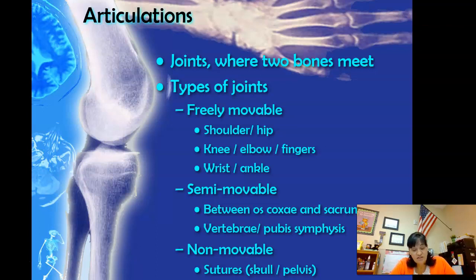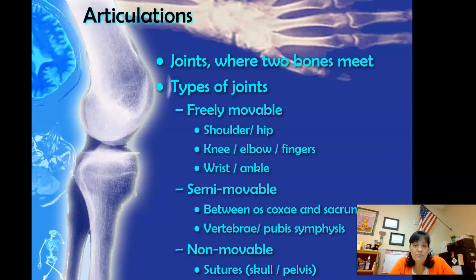Types of locations of joints. So there are 3 main types of joints, and it only has 2 listed, 1, 2, so write 3 off to the side. So number 1, freely movable joints. These would be your shoulder and your hip, your knees and your elbows and your fingers and your wrists. So just completely freely movable joints, okay?